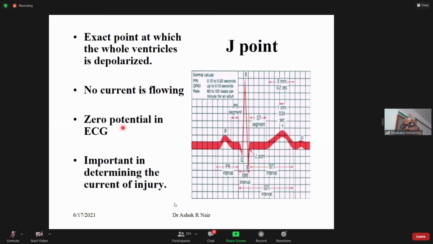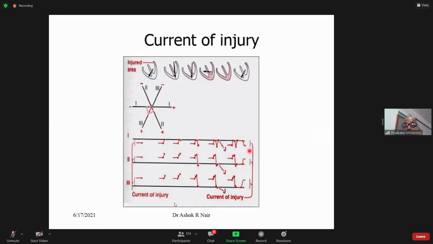Okay, we come back to this. Now, the J point is the end of the QRS complex, just the beginning of the ST segment. It is an isoelectric point, a zero current point. Just remember that the J point is important to determine the current of injury.